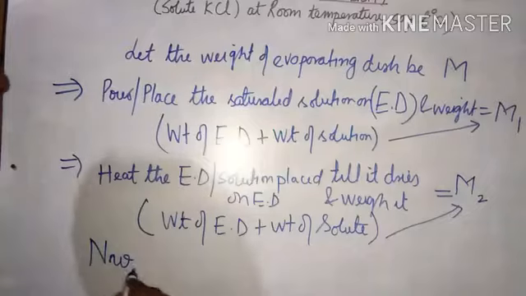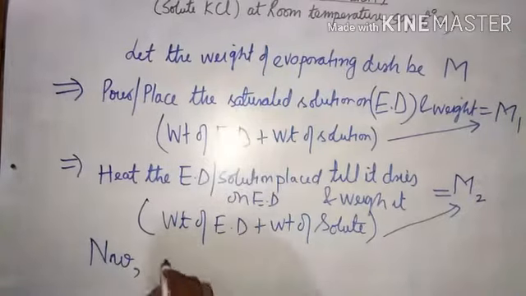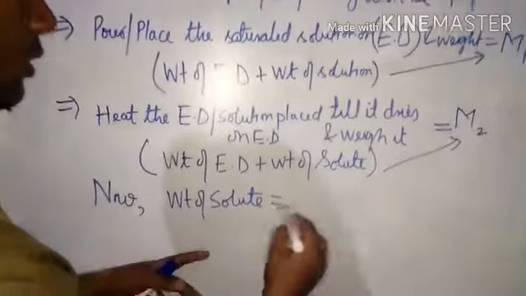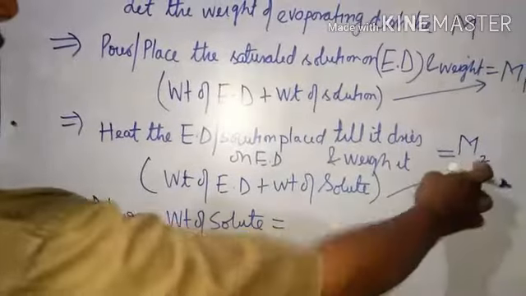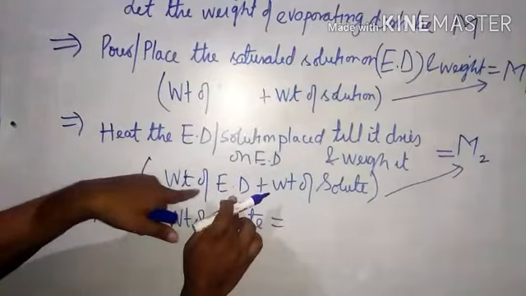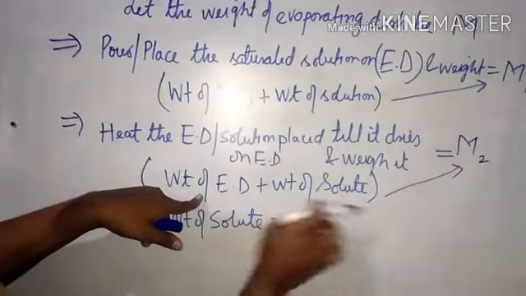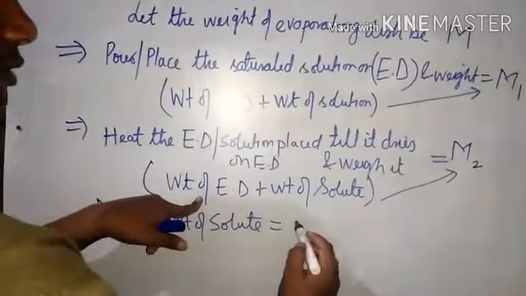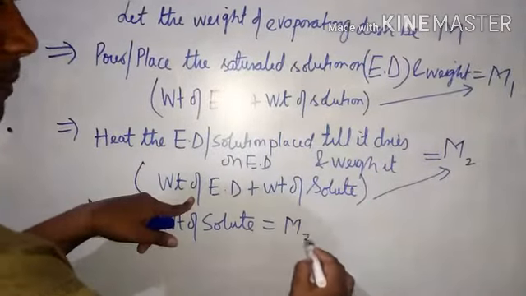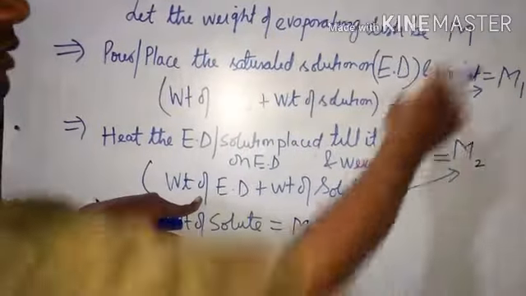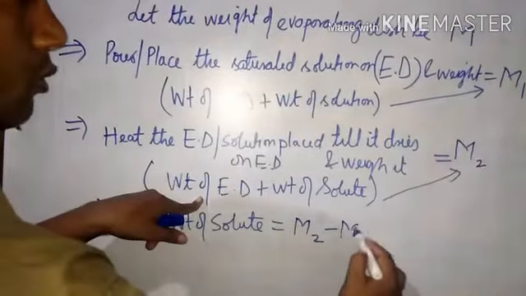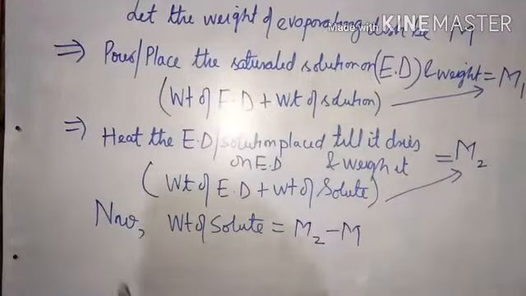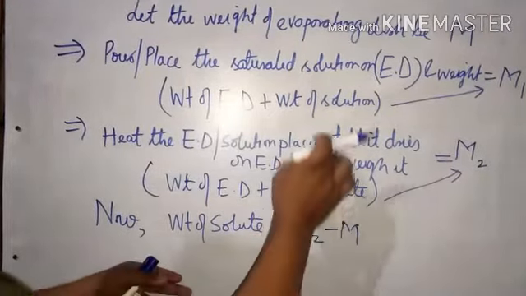Now, if you want to find the weight of solute, this is one equation. For finding the weight of solute, we have to subtract the weight of the evaporating dish. So this is M2, and we can minus M, so we get the weight of solute. It's very easy.